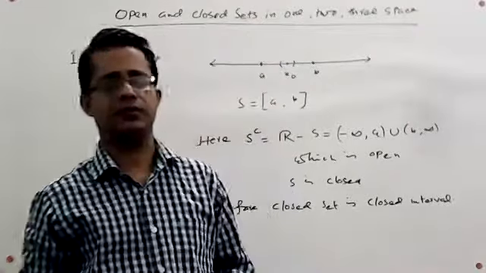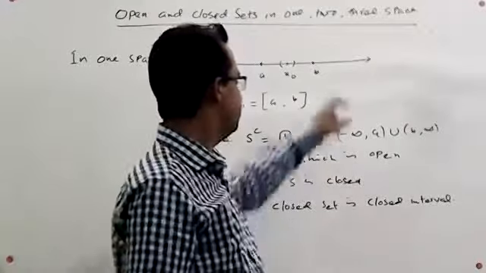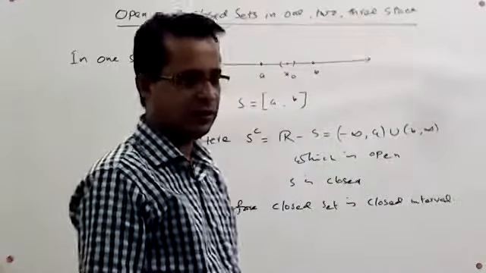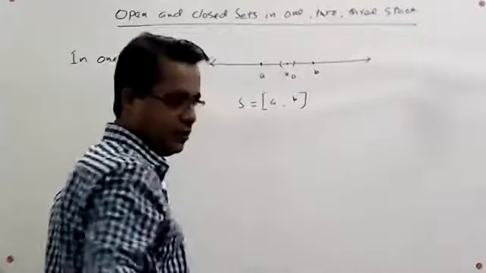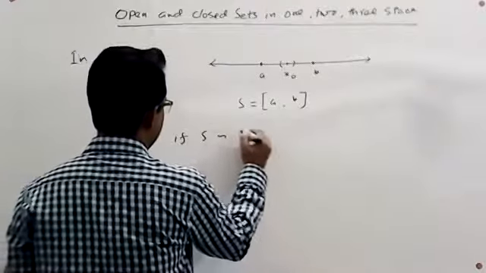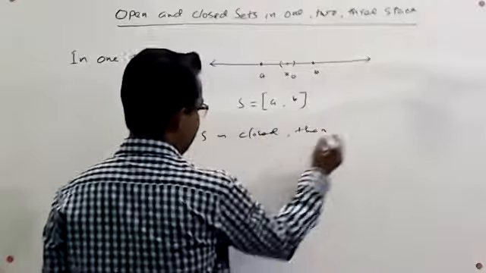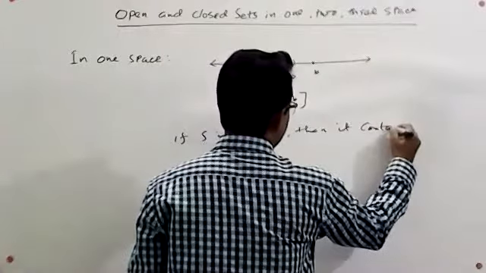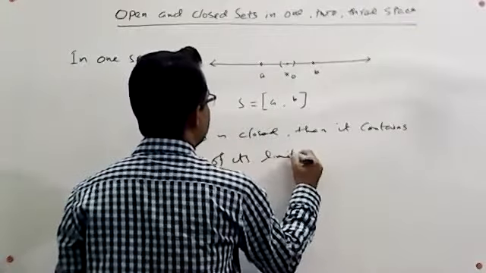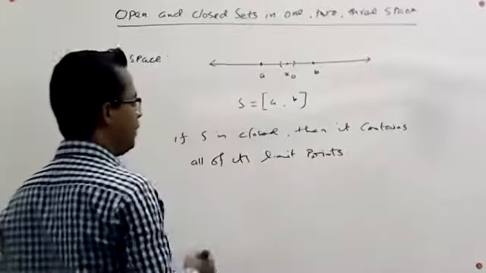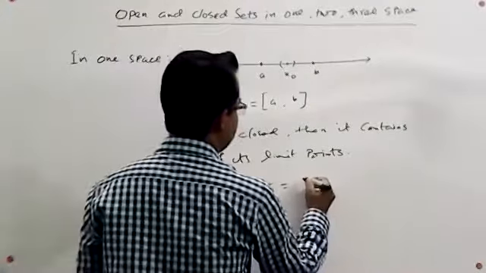Dear students, please concentrate on a logic which will help to understand the other two spaces, that is 2 space and 3 space, for open sets and closed sets. We know another definition of closed set: if S is closed, then it contains all of its limit points. So we can say that closed set equals set of limiting points.